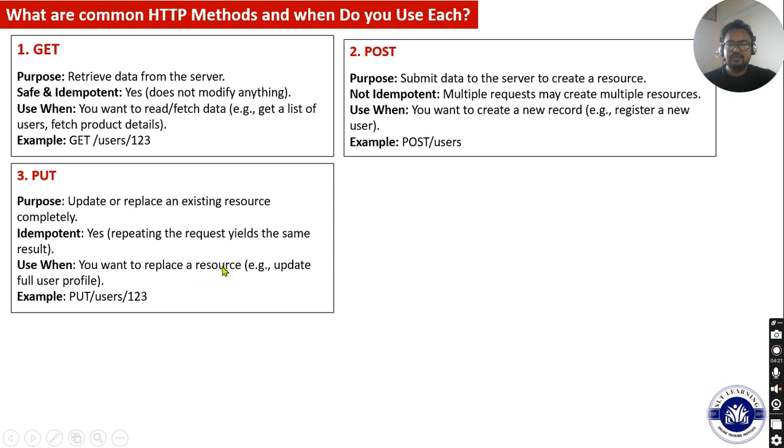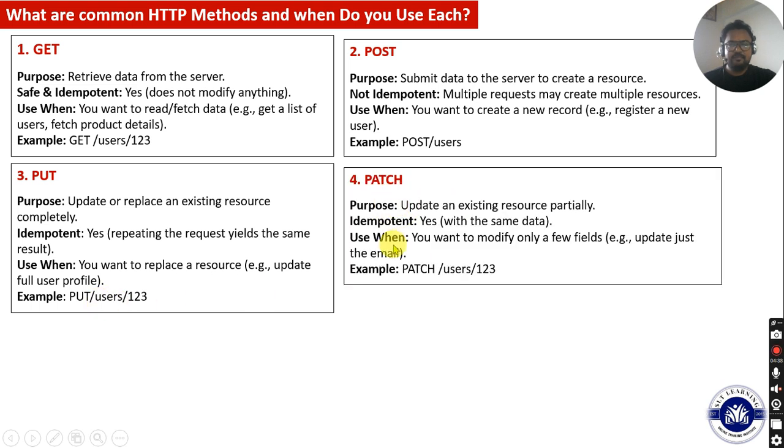When you want to replace a resource with the resource ID, let's suppose over here I want to update the information for user 123, like the first name, last name, city, mobile number, everything. At that time I can use the PUT call, which will completely update the resource and replace the resource for me.